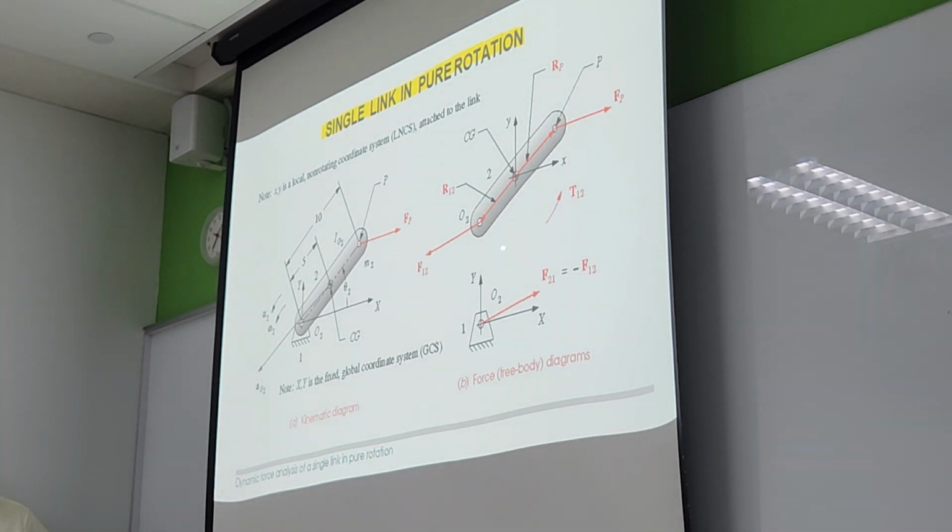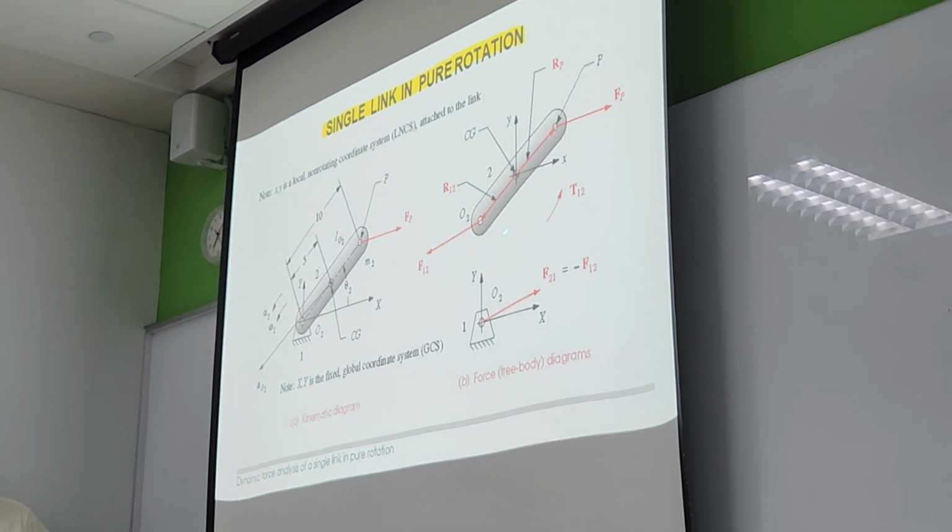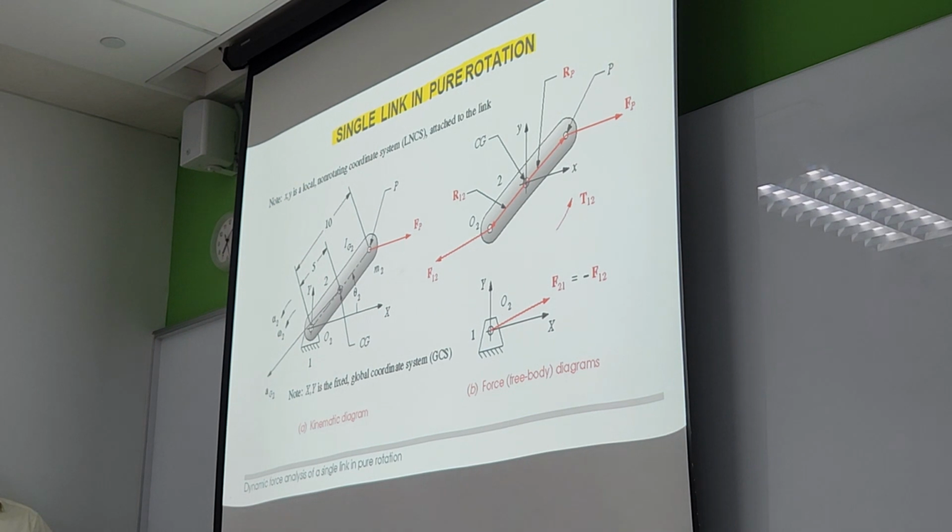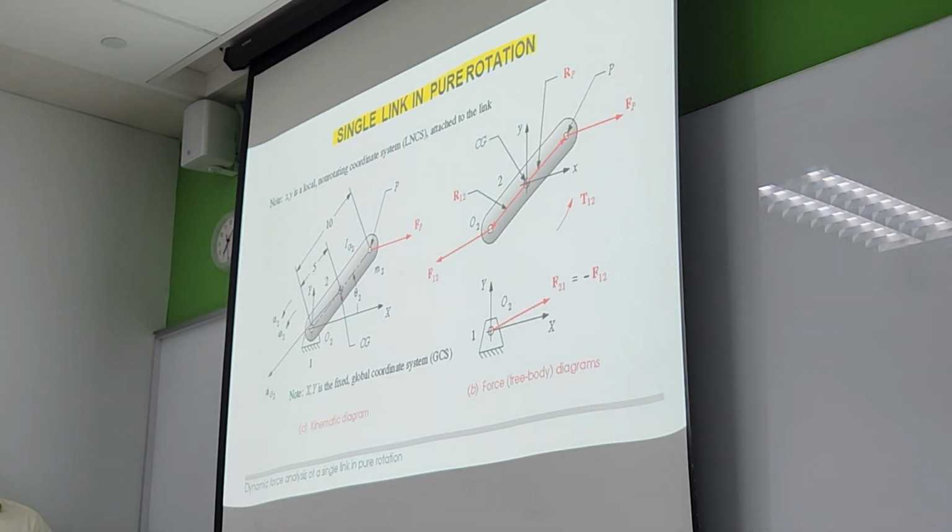And there is an external torque, which is torque T12. So this is the free body diagram for link 2. We are showing both the position vectors, the force vectors and any torques.